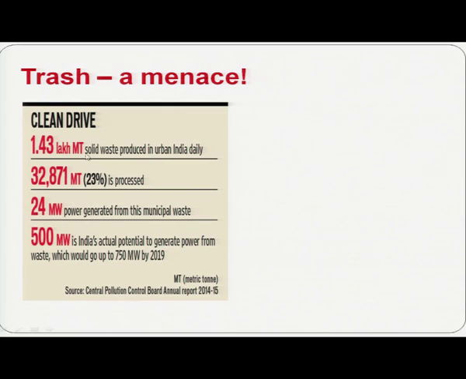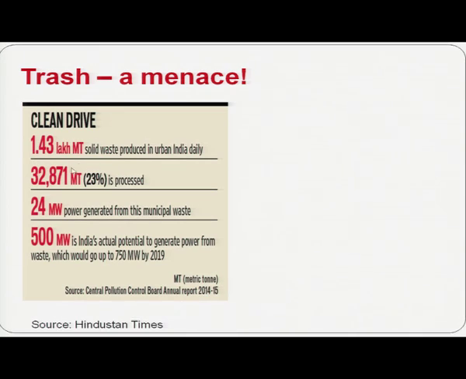1.43 lakh million ton of solid waste is produced in urban India daily, out of which only 23%, that is 32,871 million ton, is processed, and out of this processed waste 24 megawatt power can be generated from this municipal waste. India's actual potential to generate power from the waste is 500 megawatt, and it is expected that it can increase up to 750 megawatt by 2019, as per the source of Central Pollution Control Board Annual Report 2014-15.